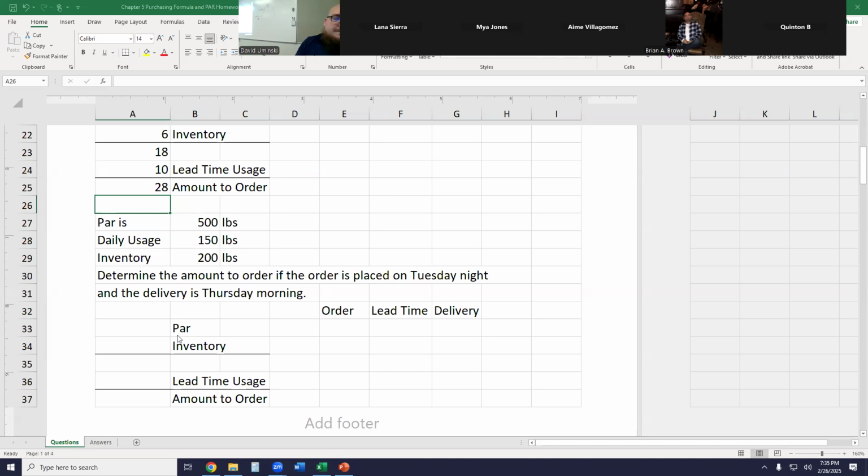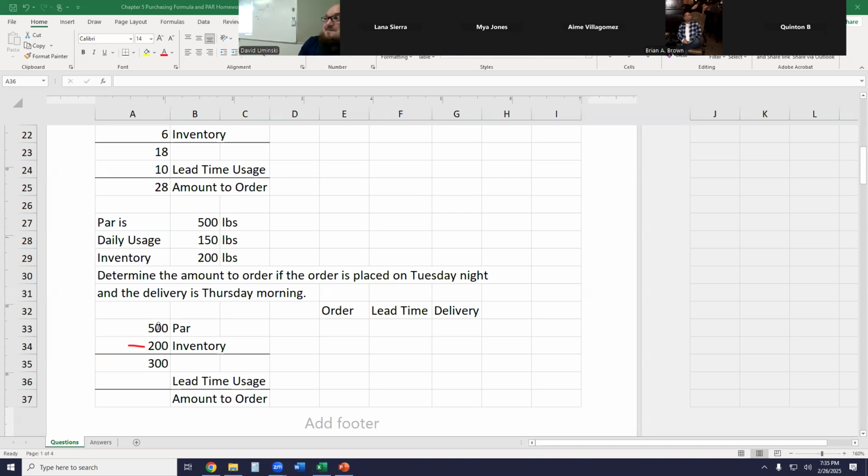So this next example here. What is our par? 500. And in inventory we have 200. So we subtract those and get 300. Perfect.